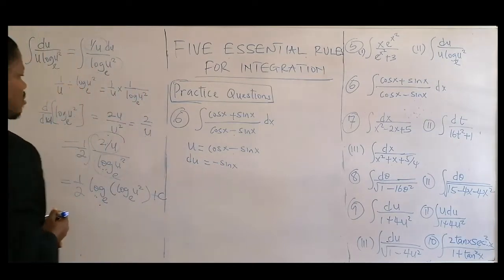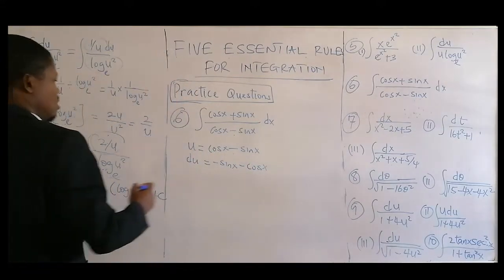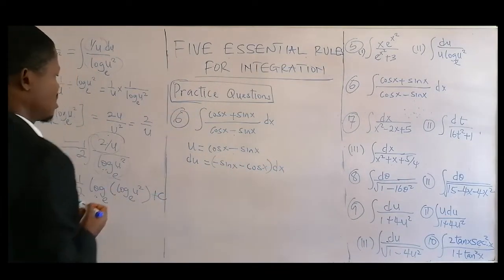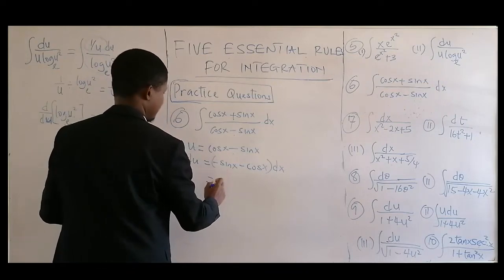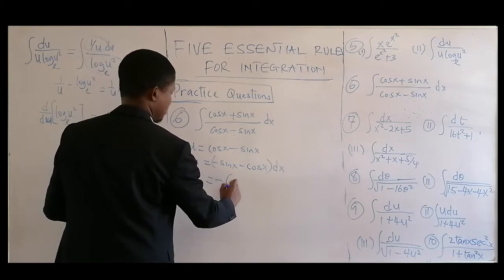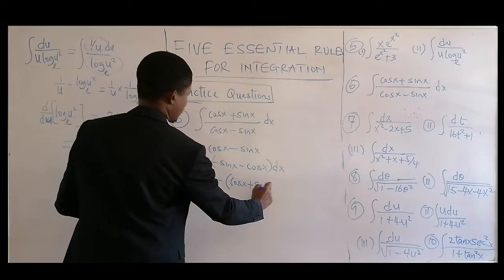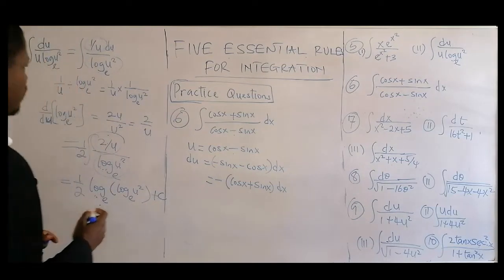Minus sin x, and then minus cos x, then dx. Can we factorize it? Factorize the negative outside. So that will be equal to what? Take minus out. Then we have cos x plus sin x dx. So that's what we have done. Then check very well.